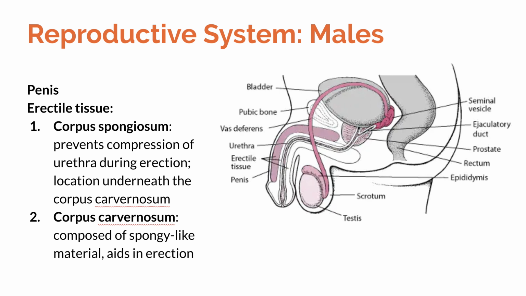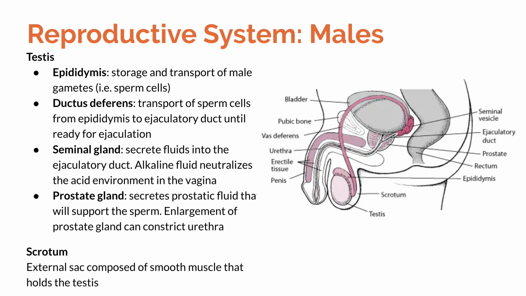And now going into the reproductive system here, for males, they have something called erectile tissue, which is going to help in an erection. So they have their corpus spongiosum, which is essentially going to prevent compression of the urethra during erection, and it's essentially located right underneath what we call the corpus cavernosum. The composition is very similar. It's spongy-like material, and it's going to aid in erection.